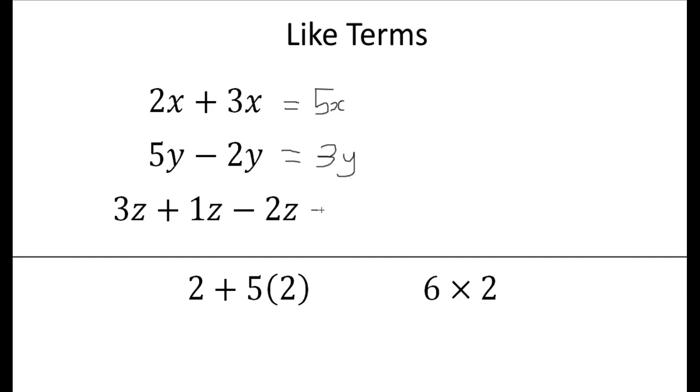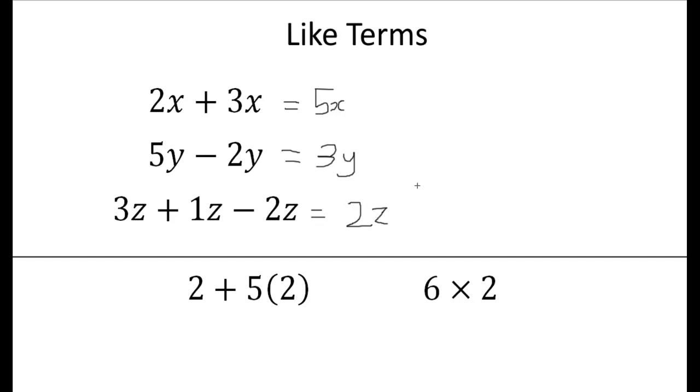Now for the last one, you can see that z appears in all 3 cases. So what we can do is we do 3z plus 1z, which is 4z, minus 2z, which is 2z. So the solution here is 2z. Remember, we just do 3 plus 1 minus 2, which is just 2. And then you just include the z at the end. So that's what we get.